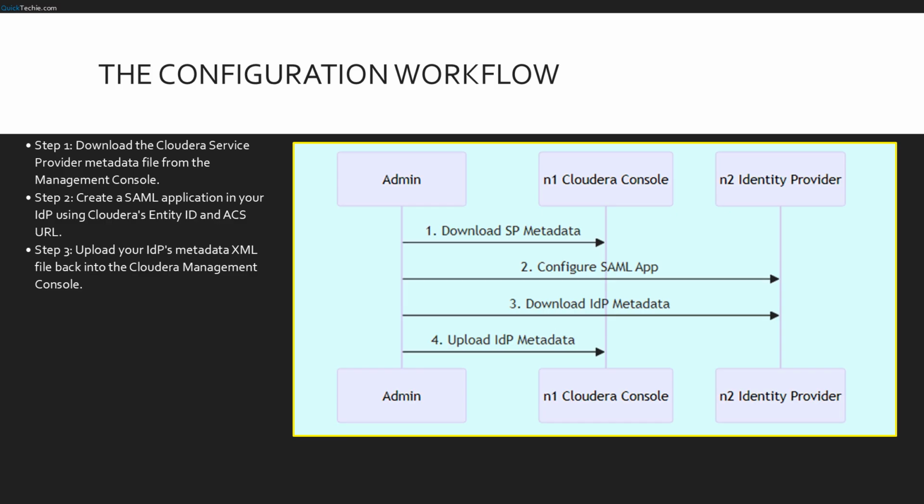This sequence diagram illustrates the configuration handshake. The administrator acts as the bridge. First, they retrieve metadata from Cloudera. They take this information to configure the identity provider. Then, they retrieve the IDP's metadata and upload it back to Cloudera. This bidirectional exchange of configuration files ensures both sides know how to encrypt and validate the SAML assertions.